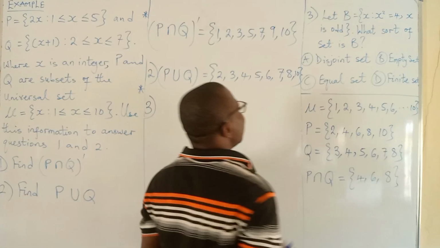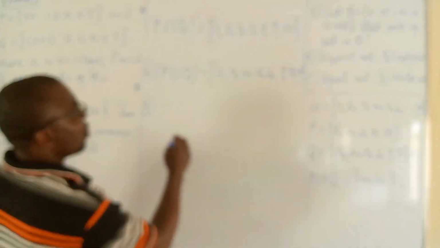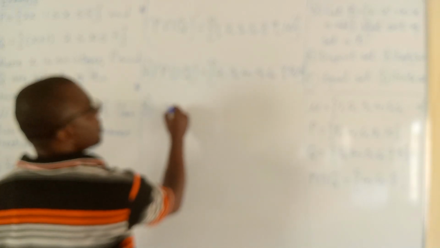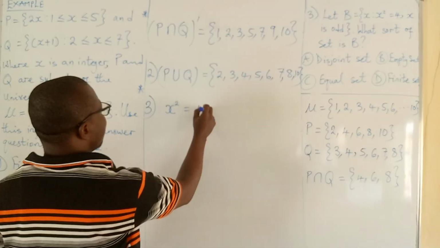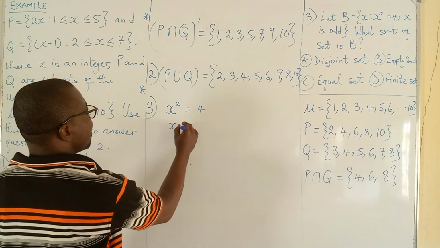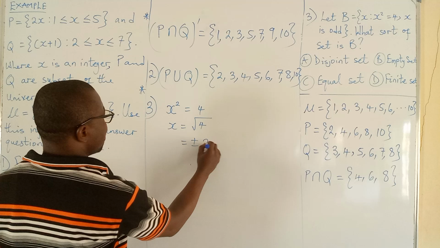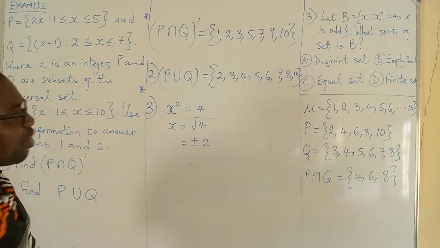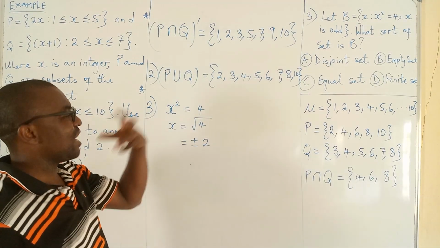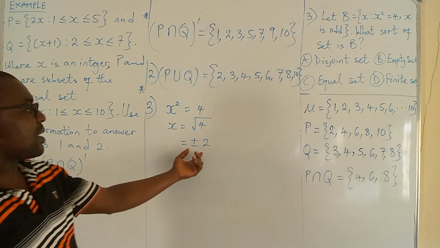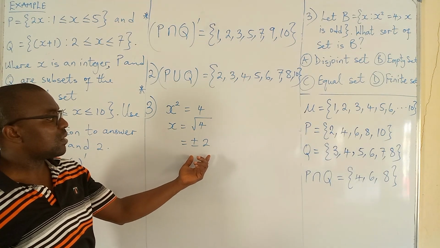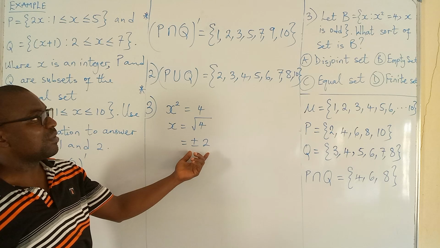Now, what sort of set is that? First of all, let's define it. x squared is equal to 4, which means x is the square root of 4, and the answer is plus or minus 2. But in the question, you were told x is an odd number. So this answer we are having is an even number. As you can see, 2 is an even number.